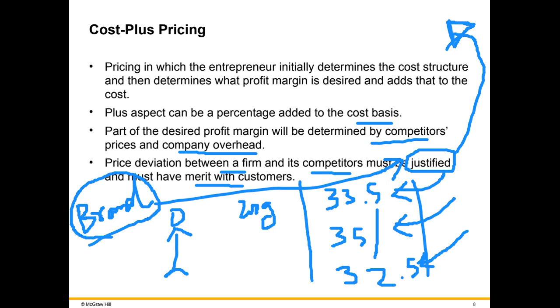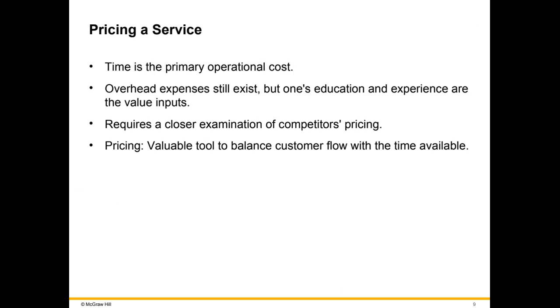So, price as service. In the service industry, we have to understand pricing. Pricing is very crucial. Time is the primary operational cost in any service industry. Overhead expenses still exist, but one's education and experience are overvalued. So if you take the example of services, say hotels or restaurants, or say a hospital.